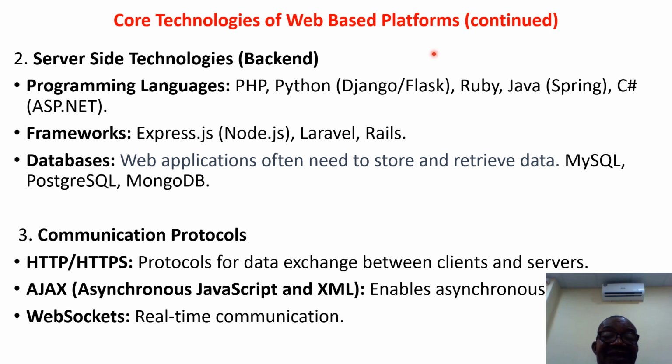Then the databases. Web-based applications often need to store and retrieve data. It's very important. The main database programs are usually MySQL. MySQL is the main database program. Also, we have PostgreSQL and MongoDB. We also have Oracle that can be used to develop the databases of the back end. Then for communication protocols, the main ones are HTTP/HTTPS, which are the protocols for data exchange between the client and the server, enabling communication between the client and the server. Then also we have AJAX. AJAX is another important communication protocol that enables asynchronous updates. Then we have WebSockets, which provides real-time communication.